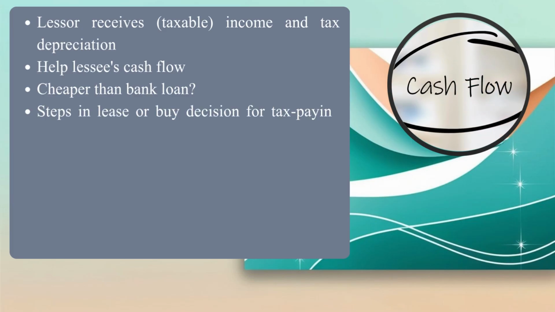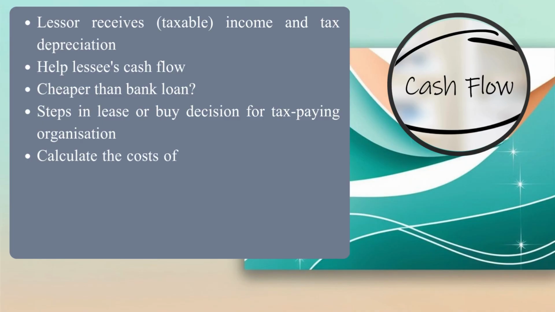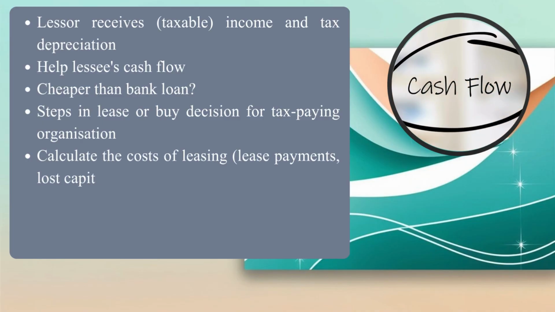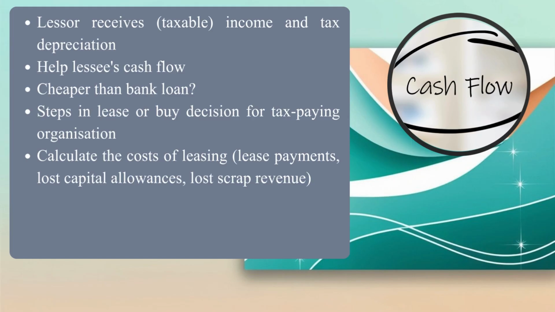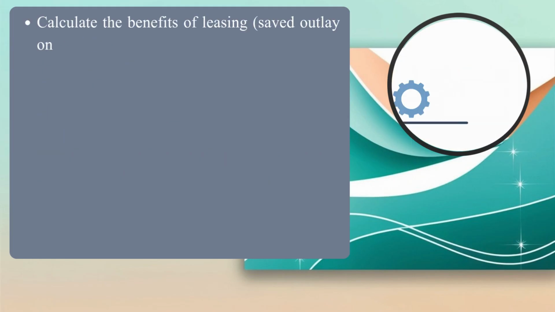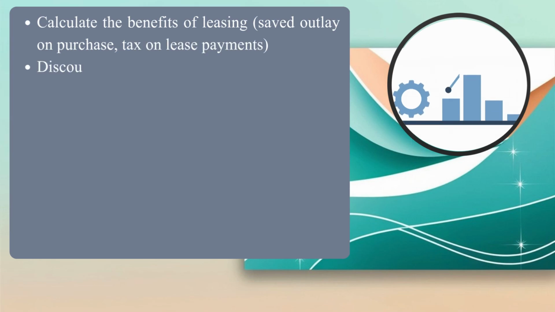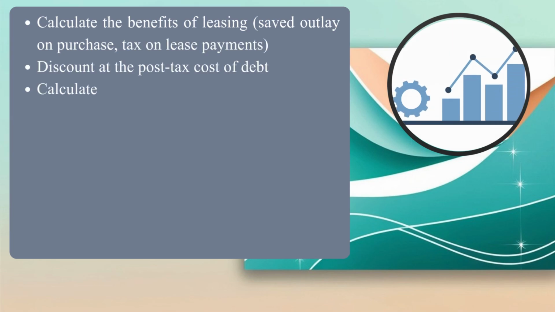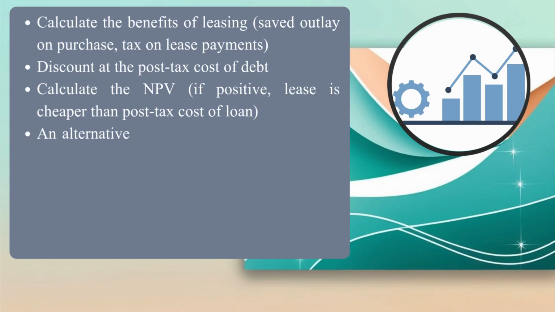Steps in the lease or buy decision for a tax-paying organization. Calculate the costs of leasing: lease payments, lost capital allowances, lost scrap revenue. Calculate the benefits of leasing: saved outlay on purchase, tax on lease payments, discounted at the post-tax cost of debt. Calculate the NPV. If positive, the lease is cheaper than the post-tax cost of the loan.